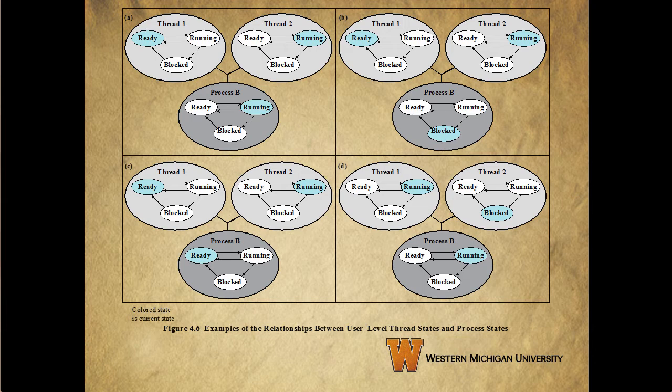So we can leave thread 2 in the running state so that when that IO call returns and process B is once again in the running state, thread 2 starts right off in the running state.